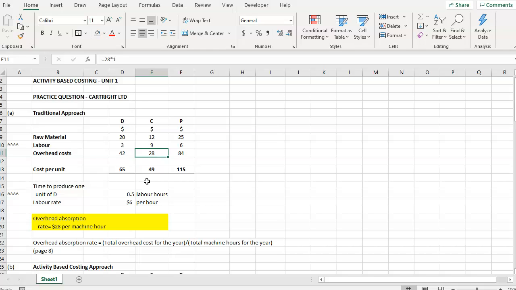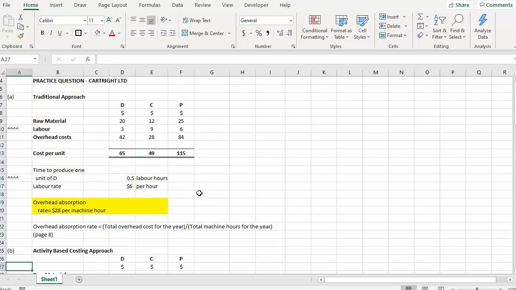Our overhead cost is based not on labor hours now, but on machine hours. Product C takes 1 hour of machine time, so we multiply that. If you look in the formula bar, it's $28 of overhead rate times 1 hour of machine time. When you go to product P, it's 3 hours of machine time, which we will multiply by the 28 to get 84. So now we have completed part A of the question. We can now move on to part B.